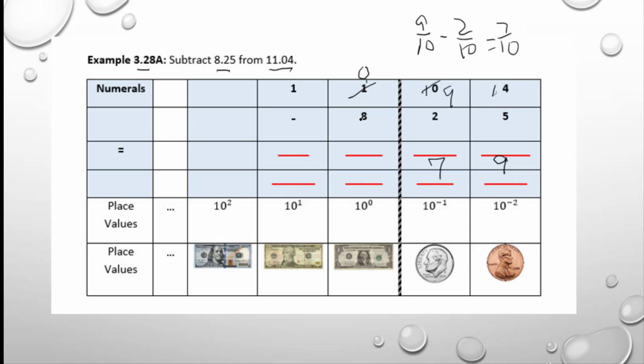Here I have no dollars, and I'm subtracting 8. I can't do that, so I'm going to take my one $10 bill and move it over here, and that would give me 10 $1 bills. I subtract 8, and I have 2. So there's the decimal. $11.04 minus $8.25 will give me $2.79.